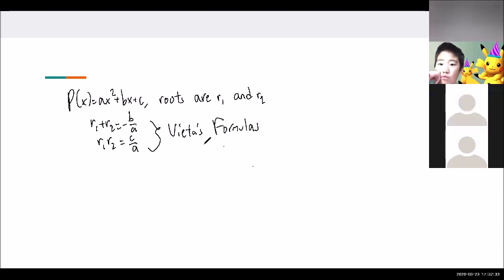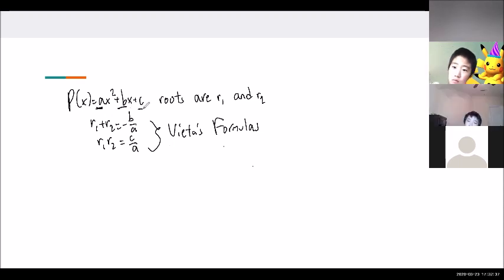Okay, I think this is pretty cool because if you just know the coefficients over here, you can calculate the sum and the product of the roots, even if you don't know the actual roots. And this isn't just true for quadratics. If you have a polynomial, right?